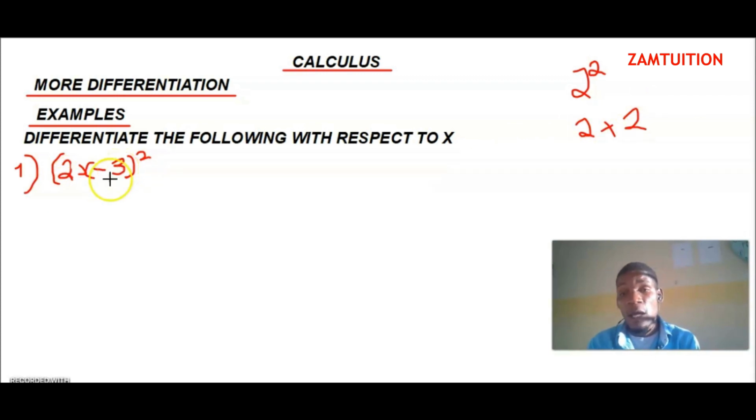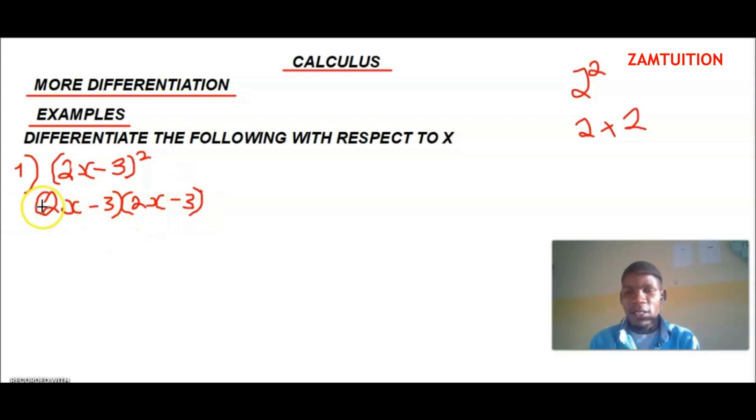So the first thing, you're supposed to expand it. Before you differentiate, you are supposed to first of all expand it. That's what you're supposed to do. So we are going to say open bracket 2x minus 3 close bracket, and another one, open bracket 2x minus 3 close bracket. So we have expanded it.